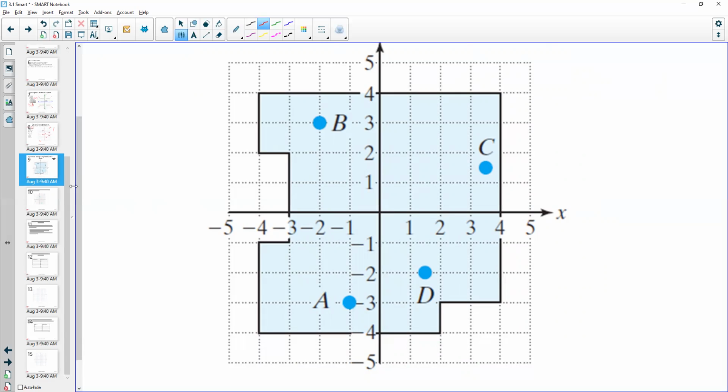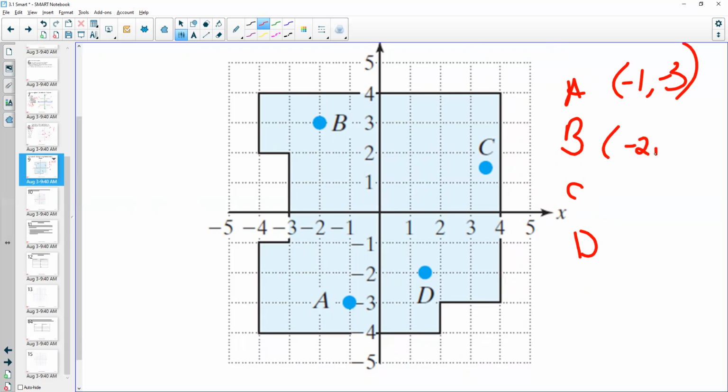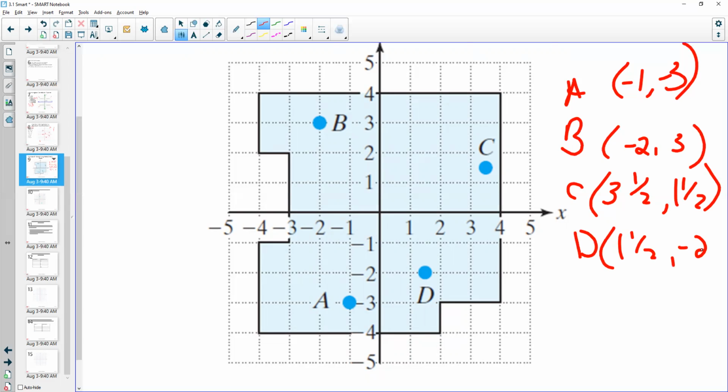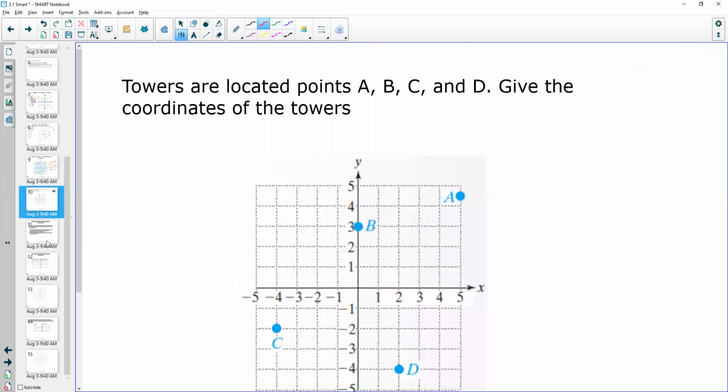I'll pause a second. And then I'm going to put A, B, C, D here on the right. Point A is -1, -3. B is -2, 3. C is, let's see, about 3.5 and 1.5. And then D looks like, let's see, 1.5 and -2. Okay. We don't need to do that one.